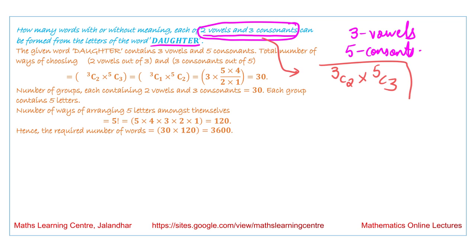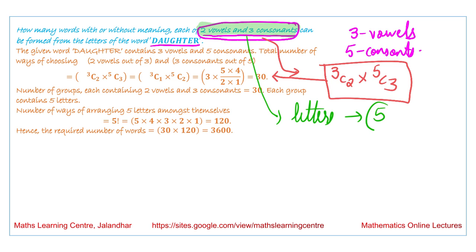On solving this, the answer we obtain is 30. Now it is being given that we have chosen 2 vowels and 3 consonants. So the total number of letters we have chosen is 5. These 5 letters can have 5 factorial arrangements.